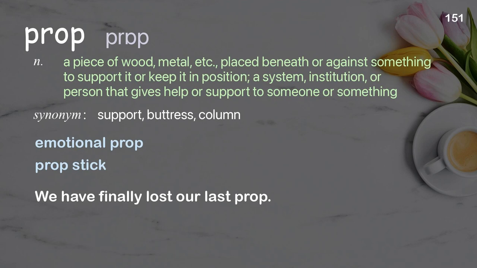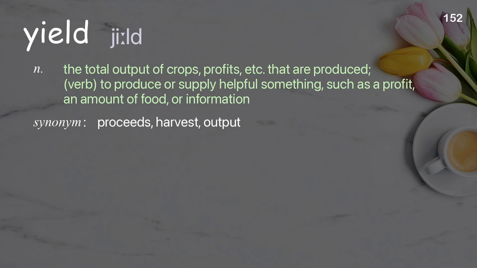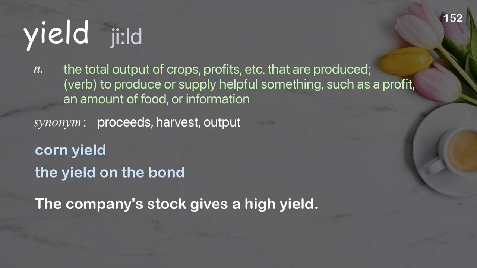Yield. The total output of crops, profits, etc. that are produced. Verb: to produce or supply something helpful, such as a profit, an amount of food, or information. Examples: corn yield, the yield on the bond. The company's stock gives a high yield.